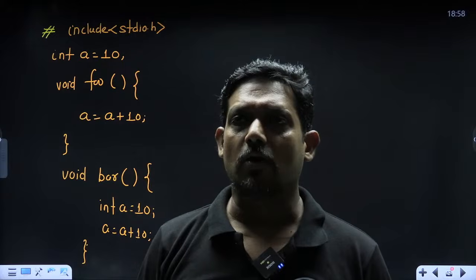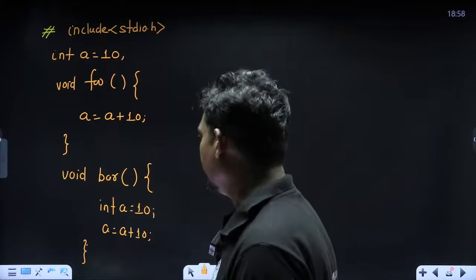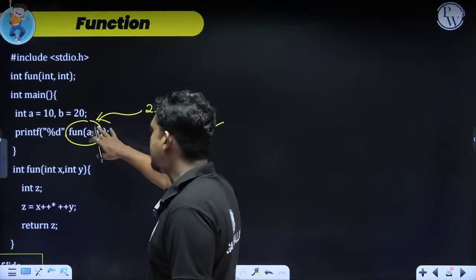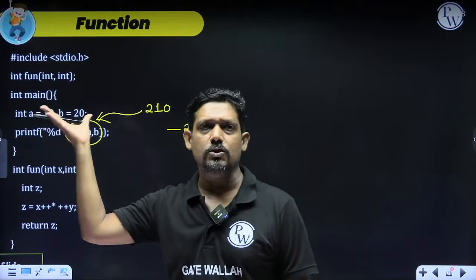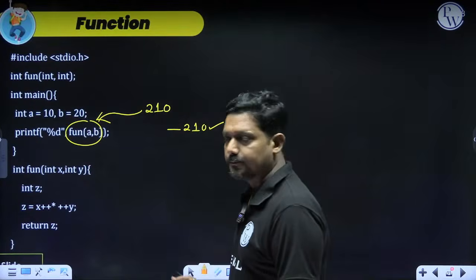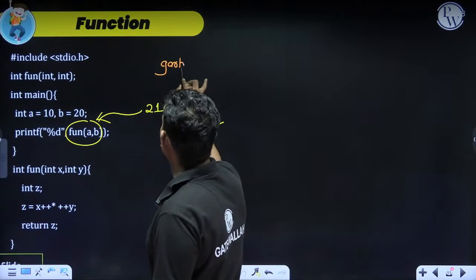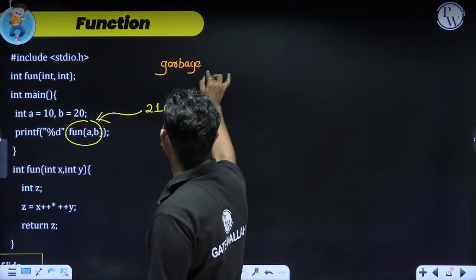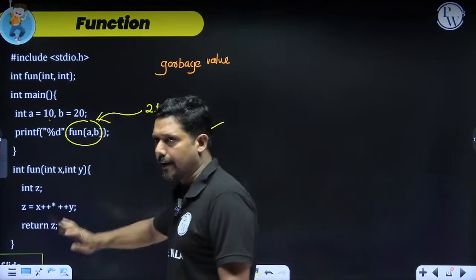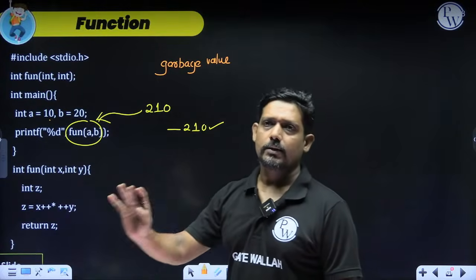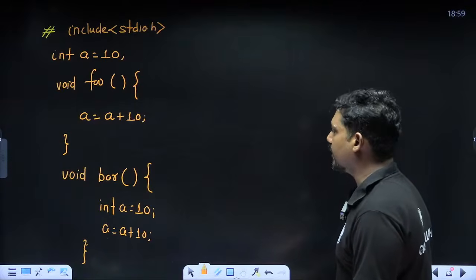Sir, if the value is not given in the parameter, which value do we take? Value is not given, and if it is a local variable, then it will take a garbage value. A local variable takes a garbage value. So if it is a local variable and the values are not provided, then it will give you some unpredictable response.